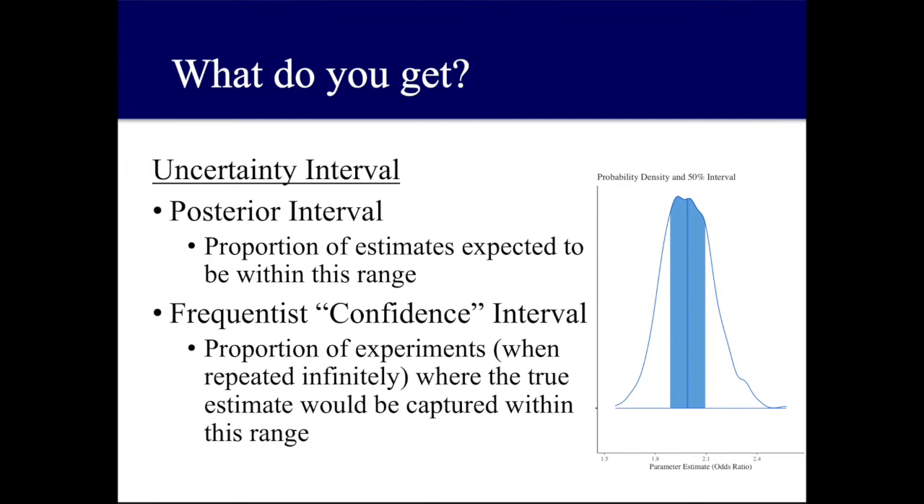Let's contrast this with the frequentist confidence interval, which is actually the proportion of experiments when repeated infinitely, where the true estimate would be captured within this range. So it's not actually giving you an estimate of the uncertainty, it's giving you a proportion of experiments where you would expect to have an estimate in that range. Not quite as applicable for clinicians.